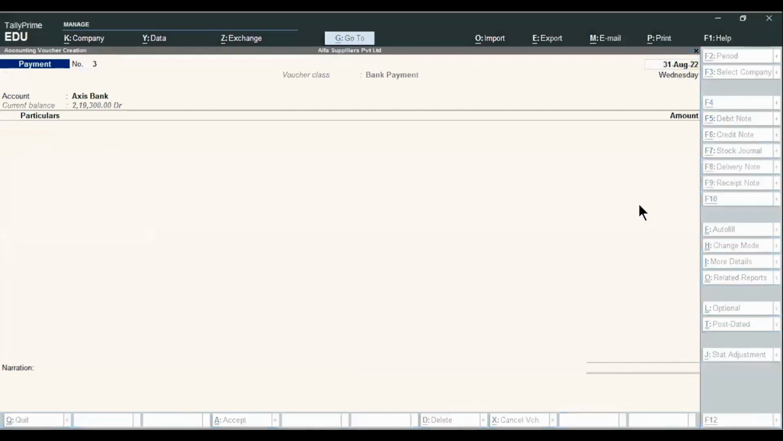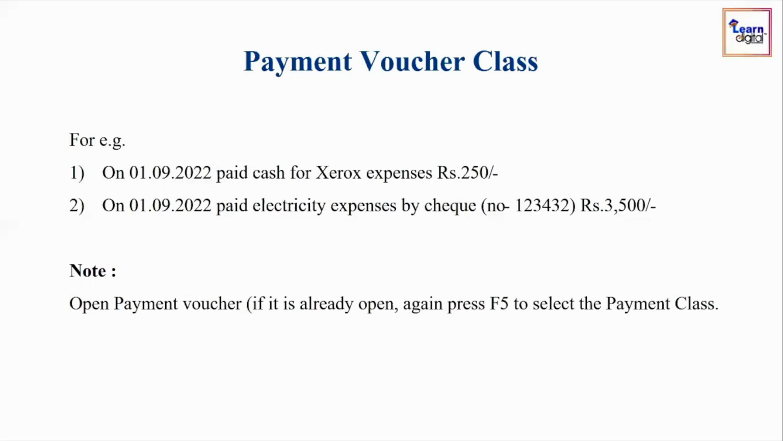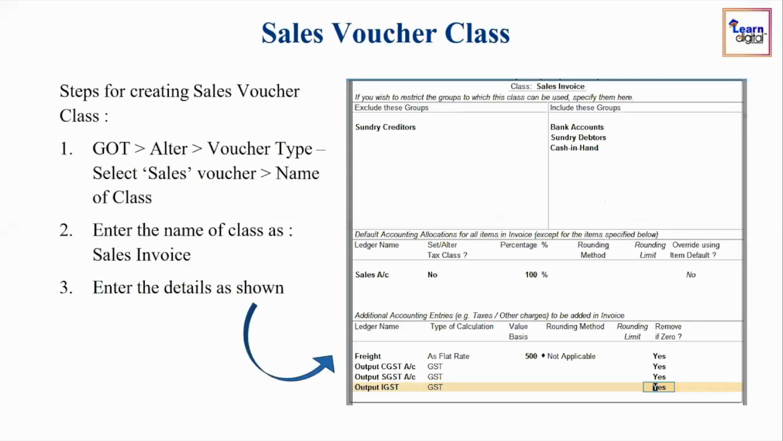So this is how payment class, or you can create the class for receipts, contra, everything. So payment voucher class is very simple and can be used for saving the time. The most important is creating sales class, sales voucher class. Again, the steps are one and the same. Go to gateway of Tally, alter voucher type, select the sales voucher and give the name to the class.